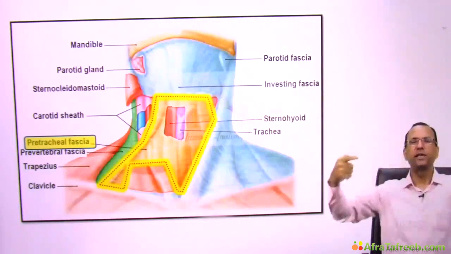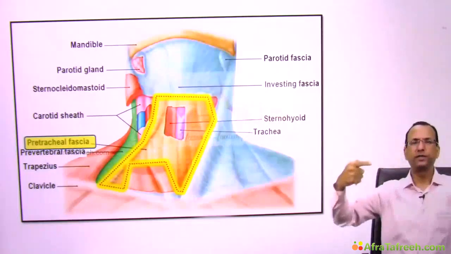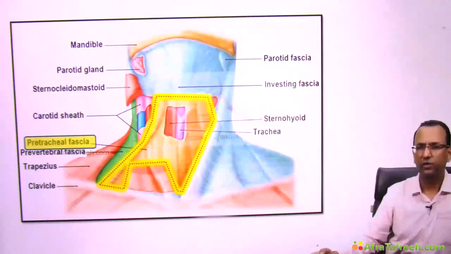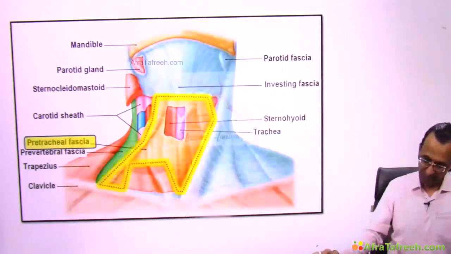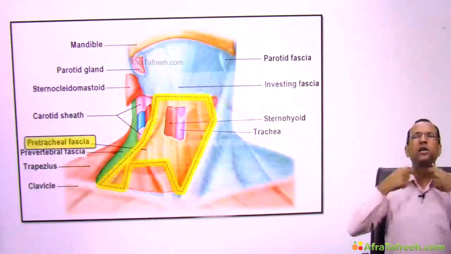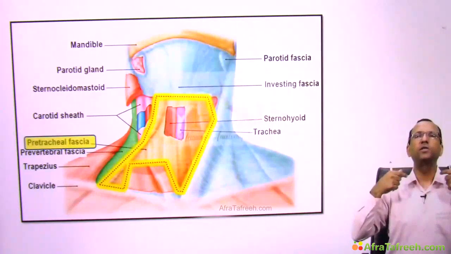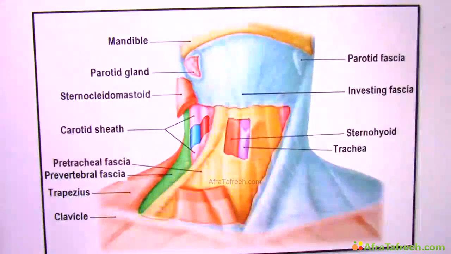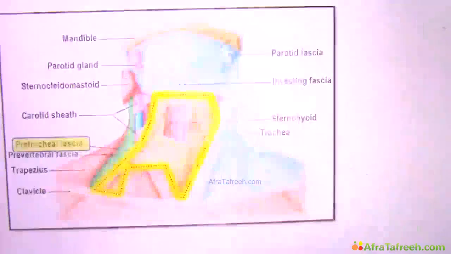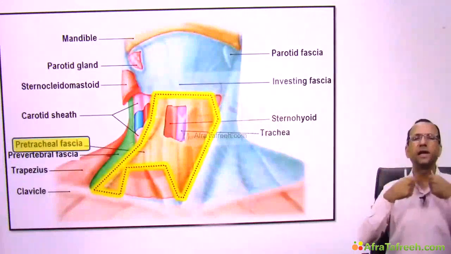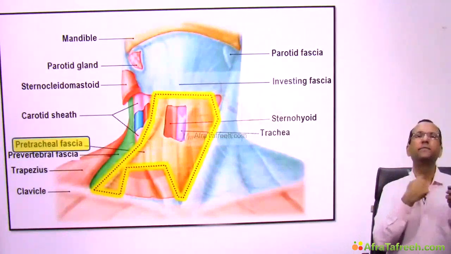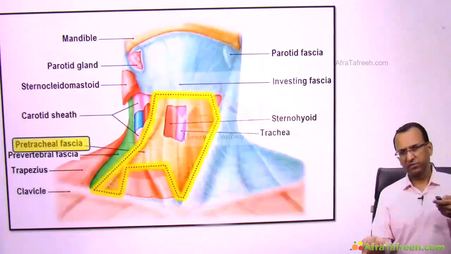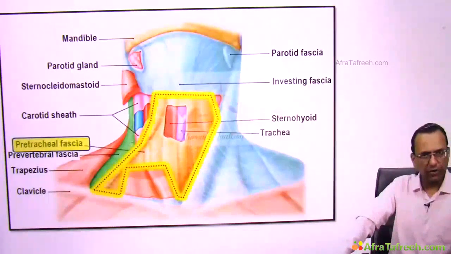This fascia is enclosing the trachea and esophagus. Yes, the respiratory tube and gut tube are enclosed by this fascia. It also encloses the anterior neck muscles, and it also encloses the thyroid gland separately. It has multiple layers. Pretracheal fascia has multiple layers, enclosing the anterior neck muscles, the thyroid gland, and the trachea and esophagus also.